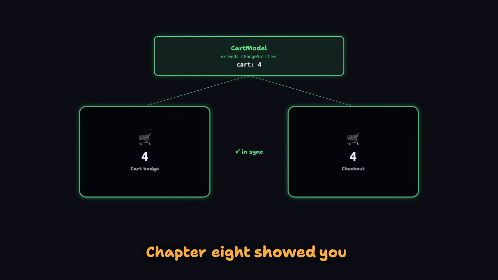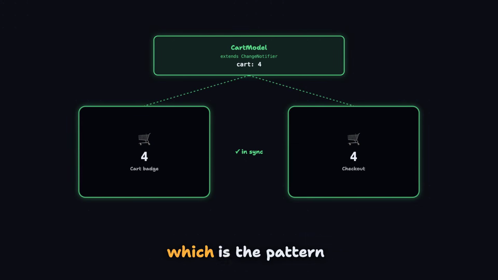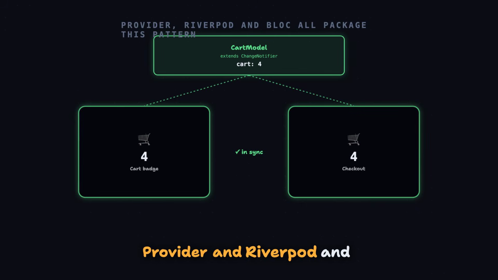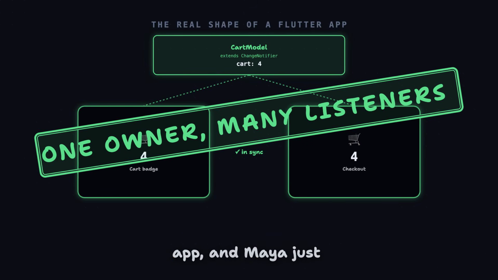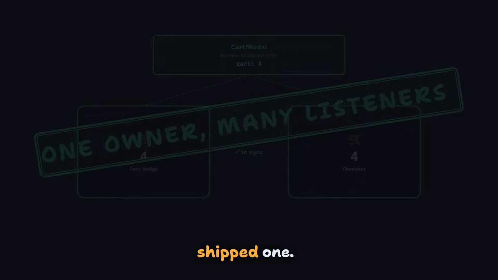Chapter 8 showed you how to look a value up, and this chapter lets that value change and announce itself, which is the pattern Provider, Riverpod, and BLoC all package. One owner and many listeners. That is the real shape of a Flutter app, and Maya just shipped one.